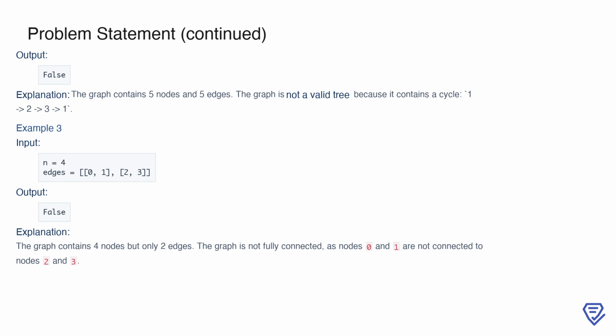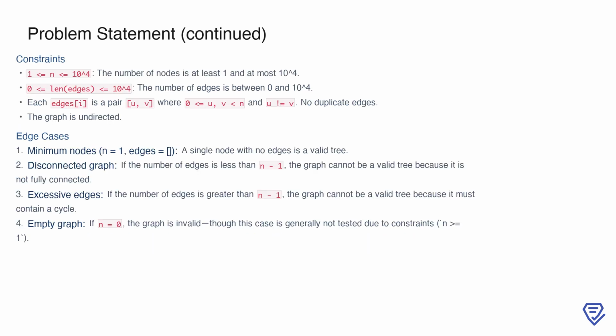These examples illustrate how the two conditions, being fully connected and having no cycles, are both essential for the graph to qualify as a valid tree. Finally, let's review the constraints and edge cases for this problem. The number of nodes, n, ranges from 1 to 10^4, and the number of edges can range from 0 to 10^4. Each edge is a pair, u, v, where both u and v are valid node labels and u is not equal to v. Additionally, there are no duplicate edges in the input.